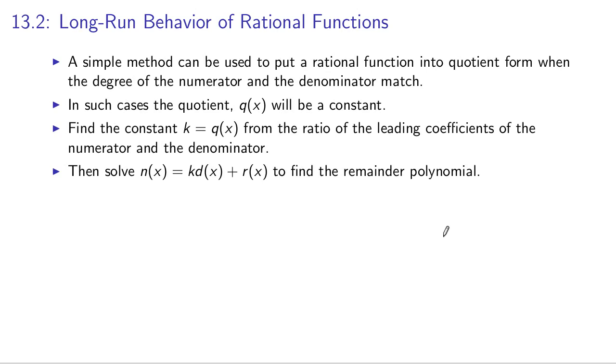We can use a pretty simple method to put a rational function into quotient form when the degree of the numerator and the degree of the denominator match. In such cases, the quotient will be a constant, and it will be the ratio of the leading coefficients of the numerator and the denominator. Once we know this constant, then we can put the constant in place of the quotient in the form where we have the denominator already multiplied out. We already know the numerator and the denominator when we're trying to put it into rational form. So then we'd have a simple equation here to solve for the unknown here, which is the remainder.